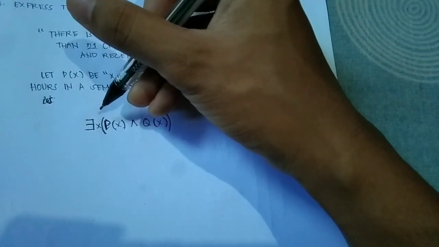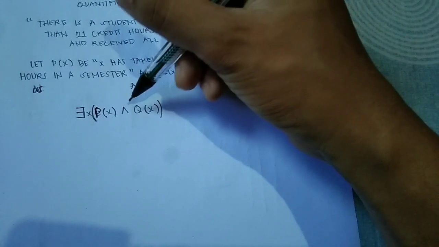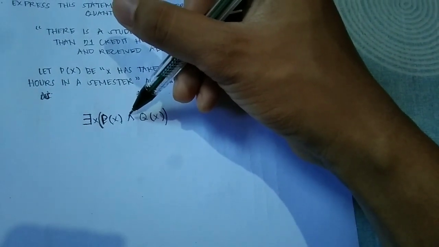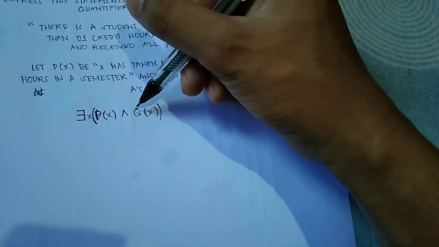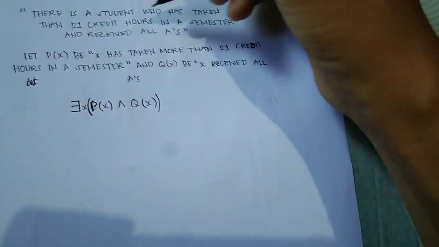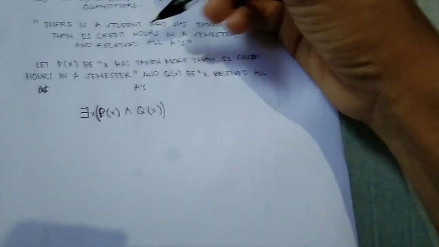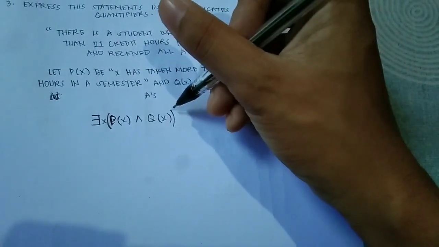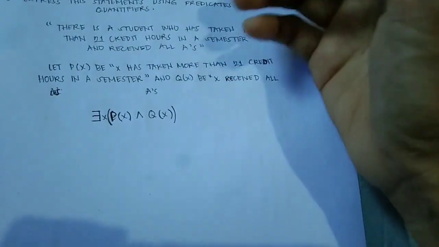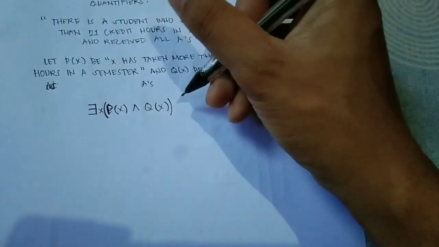So we use the existential quantifier and open close parenthesis P of x, and we use the conjunction because in the statement he used and, Q of x, close parenthesis. So that's all my answer.